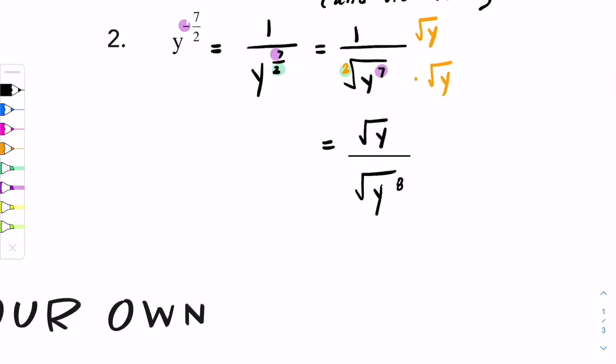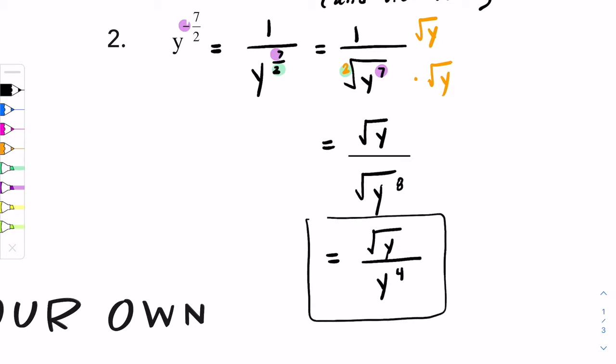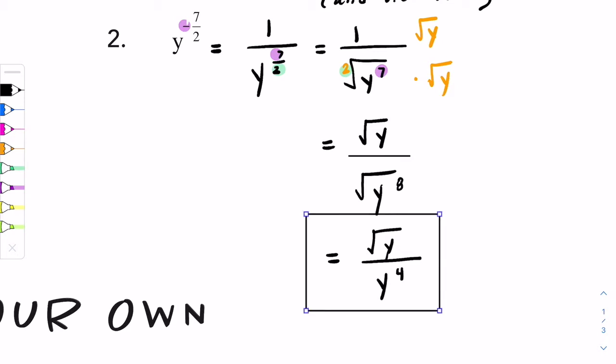And now I can simplify. My numerator does not simplify. It's going to remain as the square root of y. However, the denominator has 4 even groups of 2, so I'm going to rewrite the denominator as y to the 4th. So whenever possible, rationalize, or if necessary, rationalize.